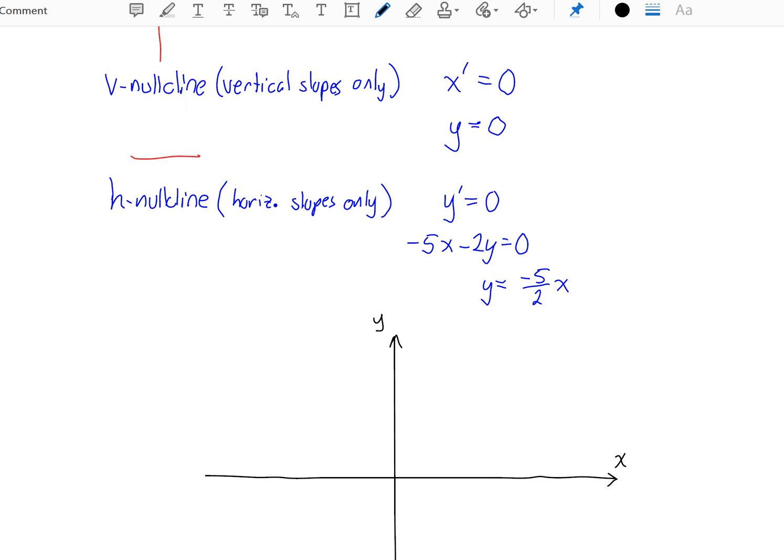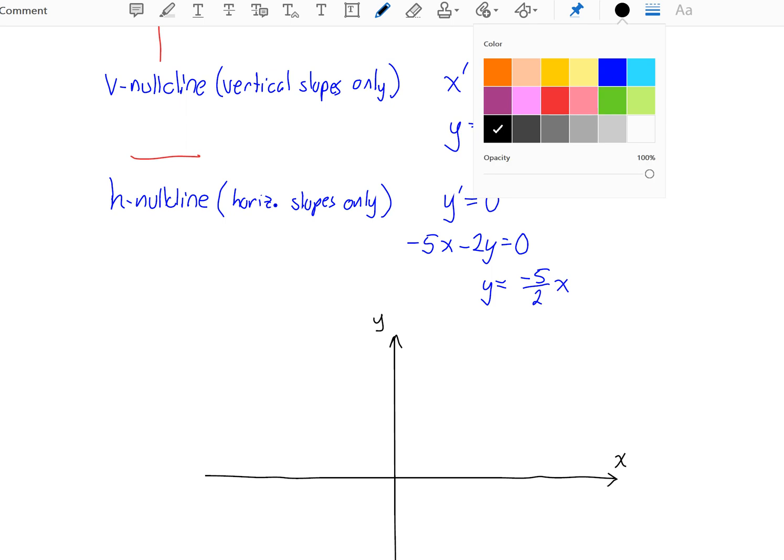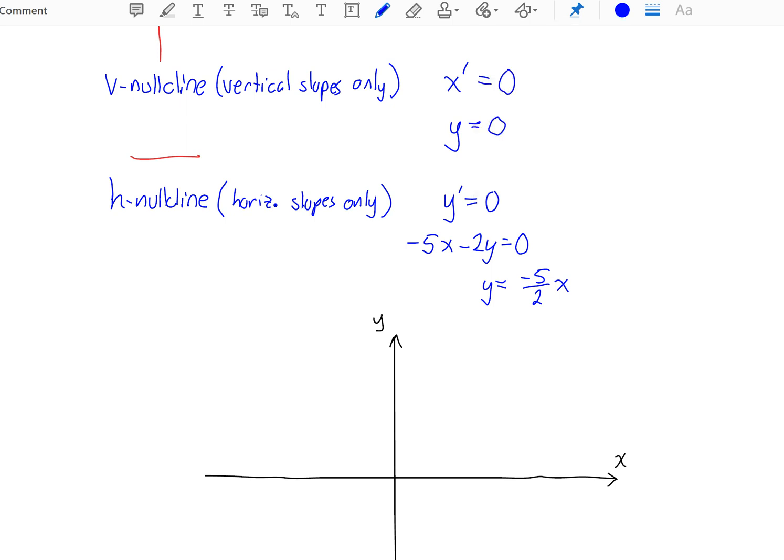Okay, I hope you paused your video and worked on drawing these null clines. Let's see if we agree. Now the first null cline I want to draw is your vertical null cline. Now on your vertical null cline, I'm expecting to see vertical movements only. And that happens along the line y equals 0. And so y equals 0 is your x-axis.